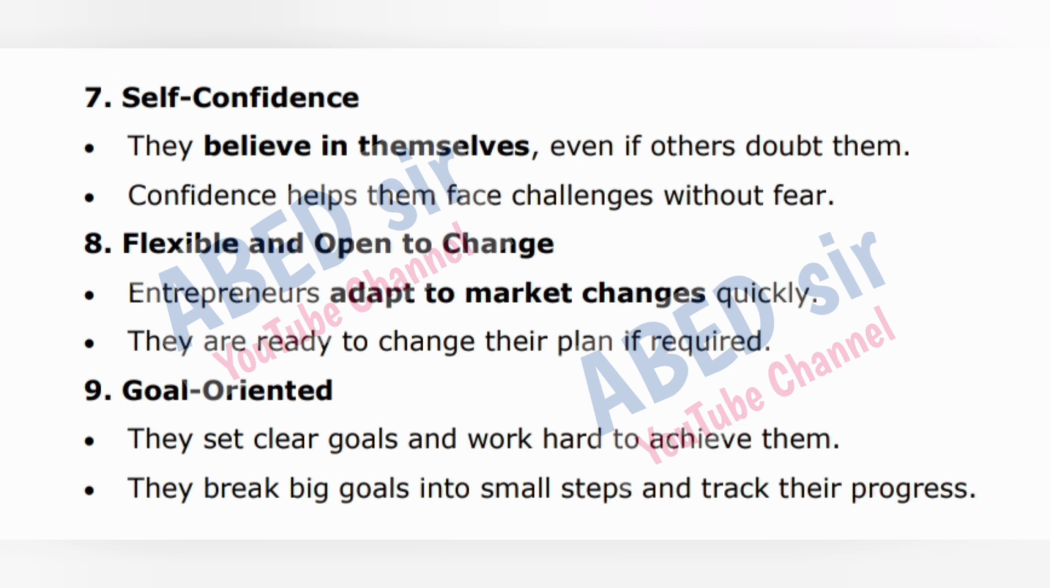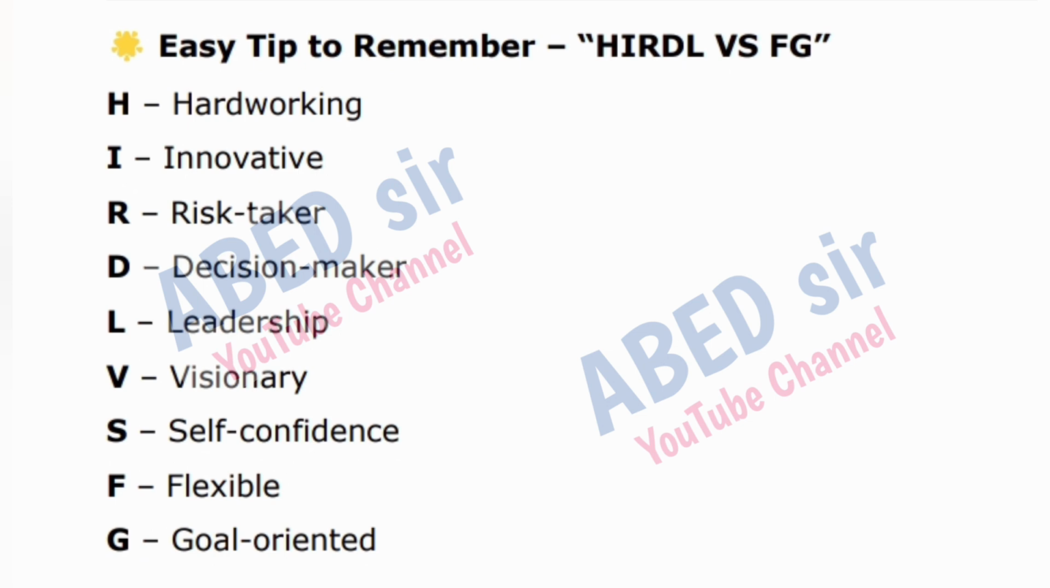9. Goal-oriented. They set clear goals and work hard to achieve them. They break big goals into small steps and track their progress. Easy tip to remember: HIRDLVSFG. H, Hardworking. I, Innovative. R, Risk taker. D, Decision maker. L, Leadership. V, Visionary. S, Self-confidence. F, Flexible. G, Goal-oriented.